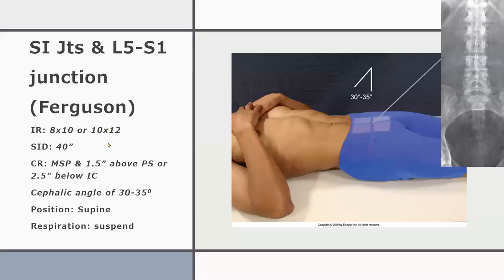It is a 40-inch SID. The amount of angulation is anywhere between 30 and 35 degrees, and it does depend. Females, you will need to go more. Males are less. Because the natural curvature of the sacrum is greater for the inlet on a female, it angles posteriorly more, so you will have to do more angulation. The central ray is along the mid-sagittal plane, about 1.5 inches above the pubic symphysis, or they also say 2.5 inches below the iliac crest.